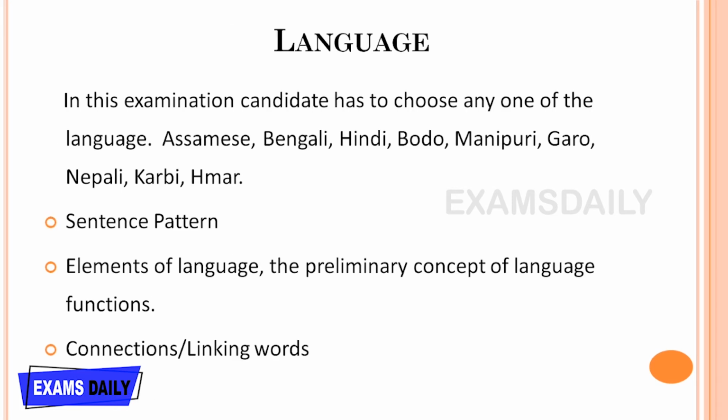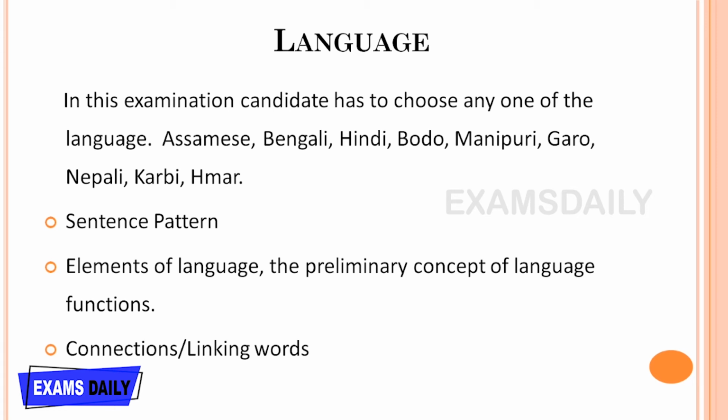And the next is about language. It is to test your skill of the local language. So if you know the language very well, you will be able to communicate with the students, so it will be more useful. In the examination, the candidate has to choose any one language. They have given Assamese, Bengali, Hindi, Bodo, Manipuri, Garo, Nepali, Karbi and Hmar. So from these, you can choose any one.